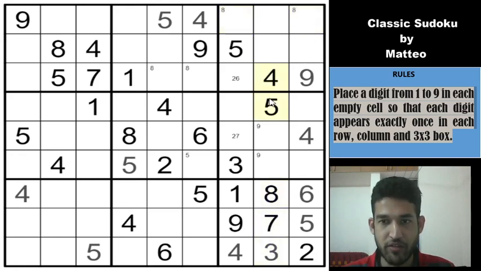3, 7, 8, 4 and 5. So remaining must be 1, 2, 6 and 9. So this cell cannot take a 6. So this is 1, 2, 9. This is 1, 6 and 9. And these two cells must be 1, 2, 6, right? Because 9 is here.